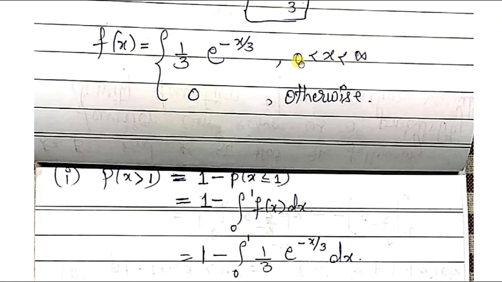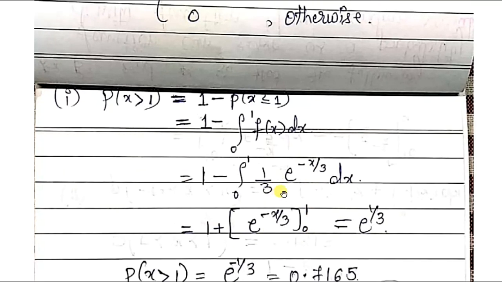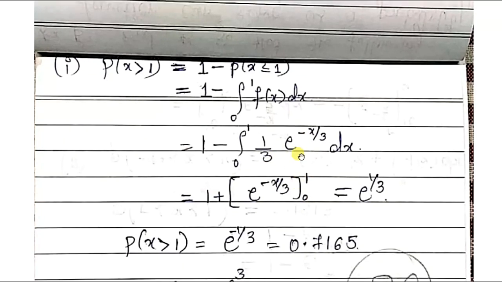So for the complete 0 to infinity, the function is defined. The function is 1 by 3 e to the power of minus x by 3. So wherever from 0 to infinity, the function is the same. For 0 to 1 also the function is the same. Now let me integrate this. It is a very easy integration you have here.